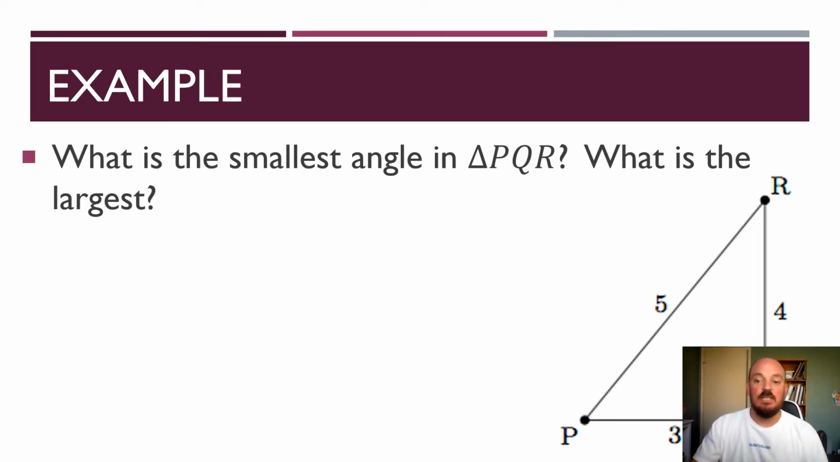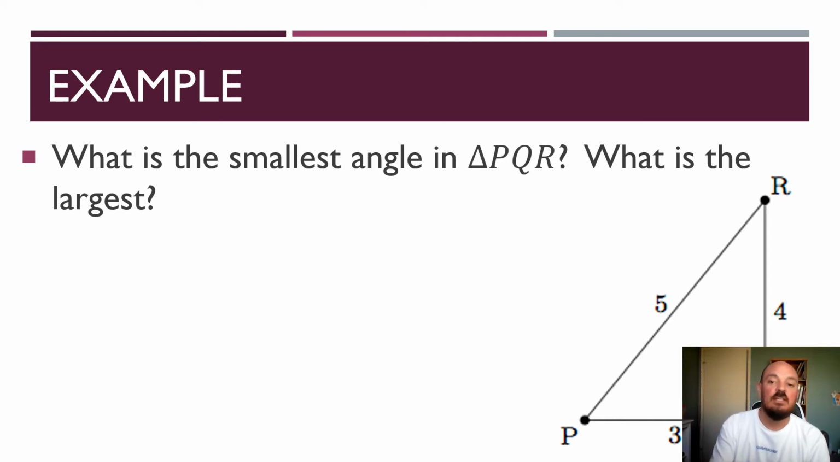So for our first example today, I gave you guys a right triangle, and remember, it doesn't have to be a right triangle for this. It is for this example, but this actually works for any triangle. And I said, what is the smallest angle in triangle PQR, and what is the largest? Two different questions. So let's start with the smallest. If I want to find the smallest angle, now notice none of them are marked except for the right angle. I know the right angle is a right angle, but I don't know what angle P is, and I don't know what angle R is.